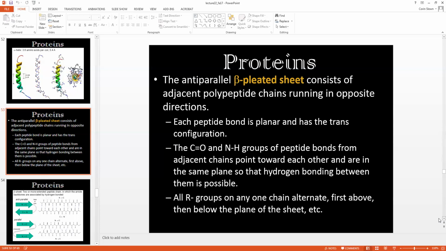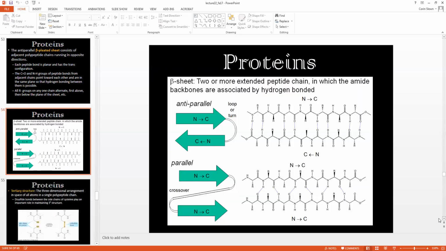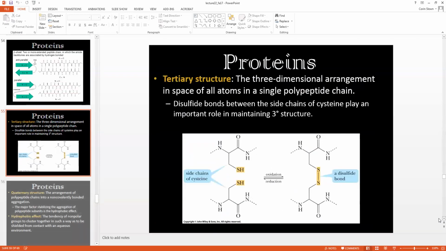Each peptide bond is planar and has the trans configuration. We also observe that the carbonyl and the NH groups of the peptide bonds from adjacent chains point towards each other and are in the same plane so that hydrogen bonding between them is possible. All R groups on any one chain alternate above and below the plane of the sheet. There are 2 types of beta sheets, anti-parallel and parallel. You need to be able to recognize the type of hydrogen bond that exists for each of these, as well as the orientation of the N and C terminus.